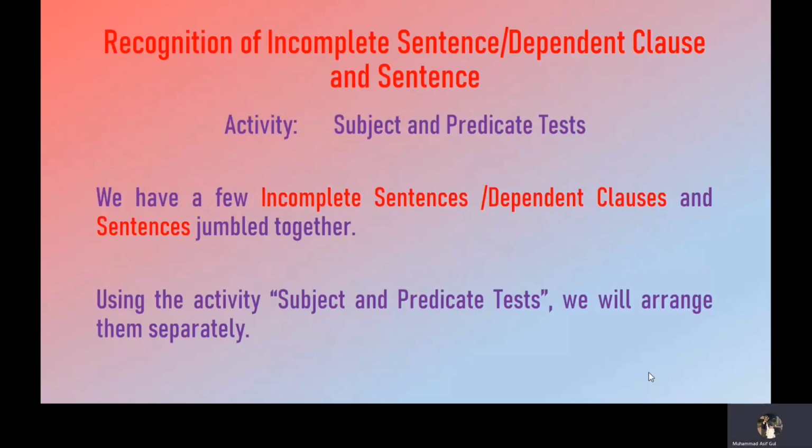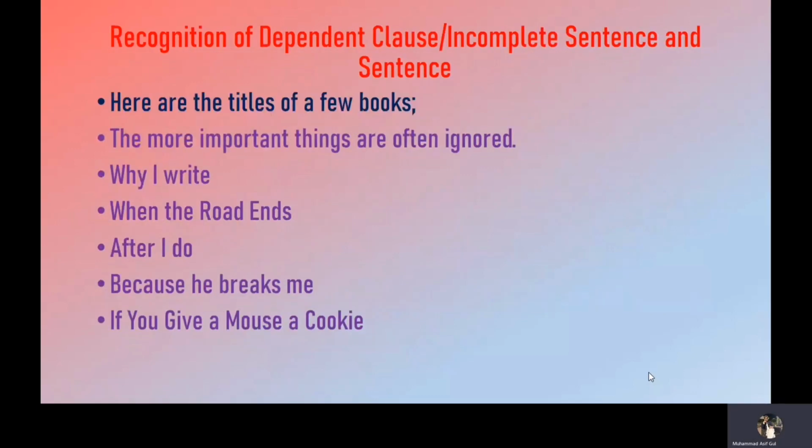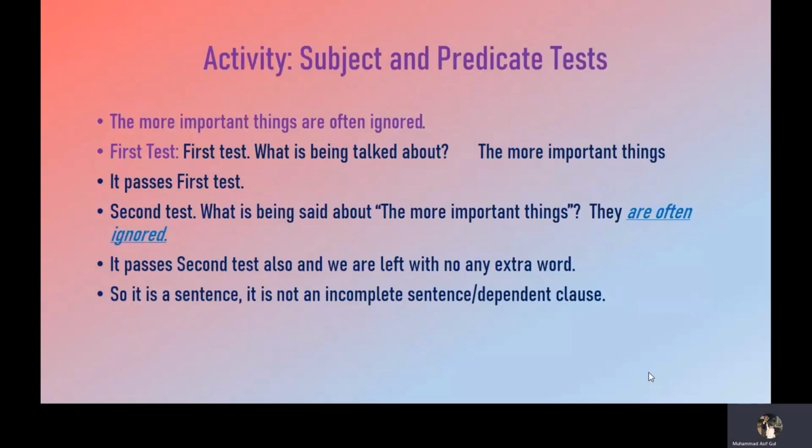Here we have a few more titles of books, and some of these titles are incomplete sentences and some of them are complete sentences. So we will be applying subject and predicate tests on these titles, and we will see whether a title is a complete sentence or it is a dependent clause or an incomplete sentence. So let's apply this test here.